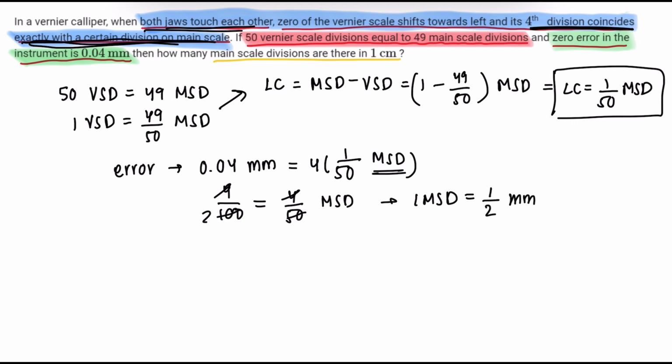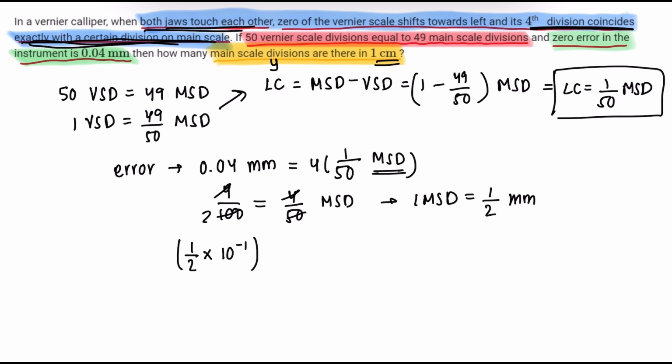Now they want us to find the main objective of this question: how many main scale divisions are there in 1 centimeter? That's what we need to find. So let's just say that there are y main scale divisions in 1 centimeter, just taking that as a variable. So y times half a millimeter should be equal to 1 centimeter, right? So let's just say that half a millimeter is that.